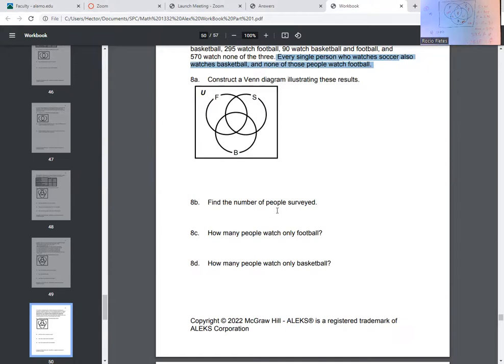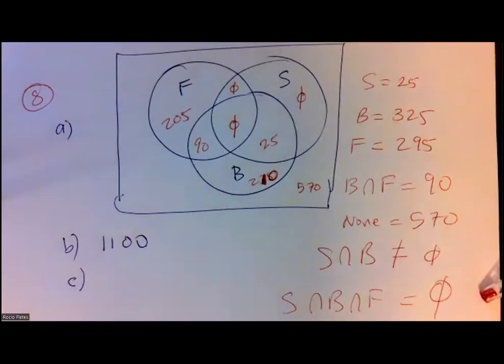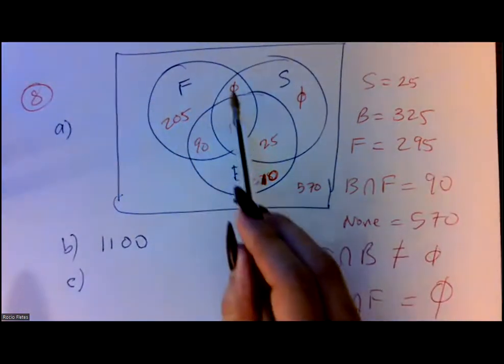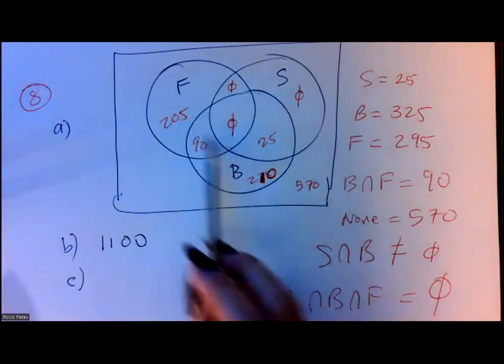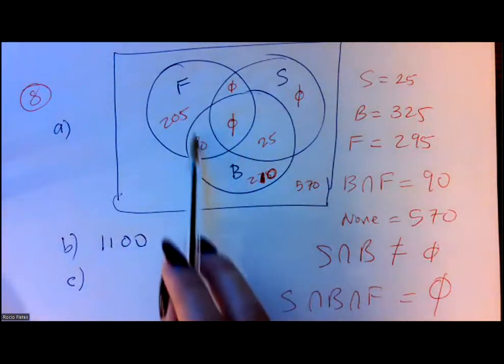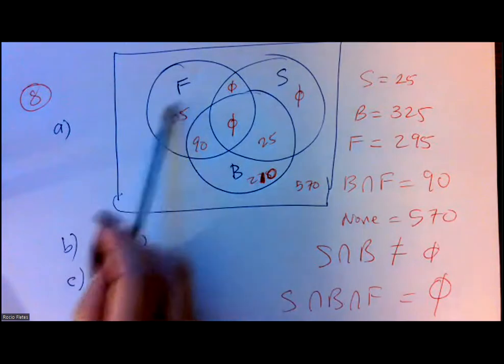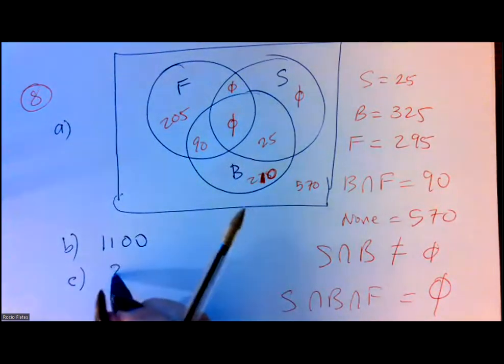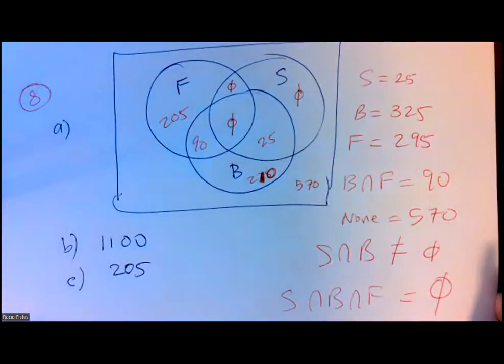AC, how many people watch only football? Well, the only football is 205, right? Because that's the part that's here outside of the overlap of S and F, the center of all three, and the overlap of F and B. So is this area here 205? So that's going to be 205. They like football only, 205.